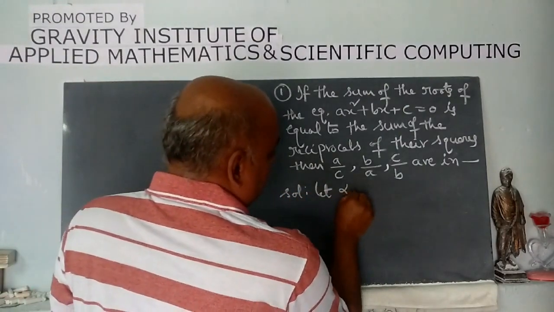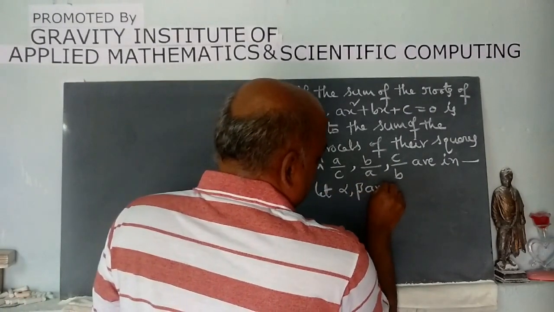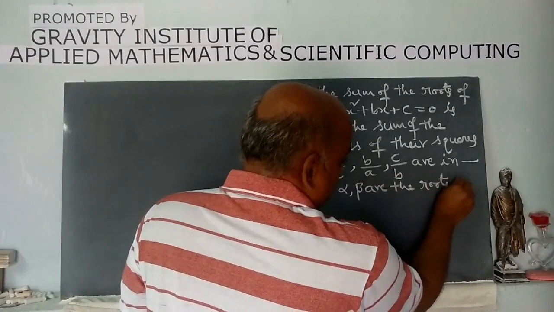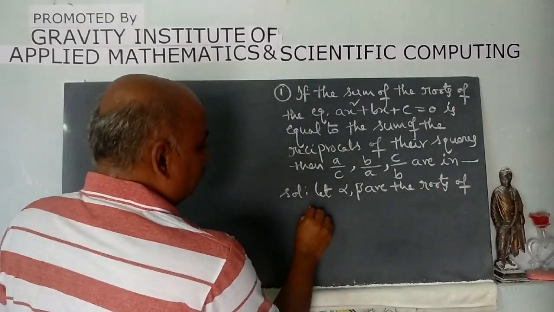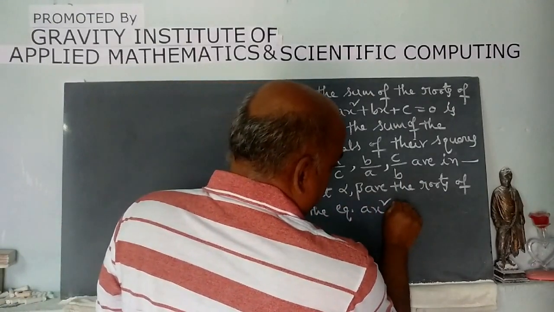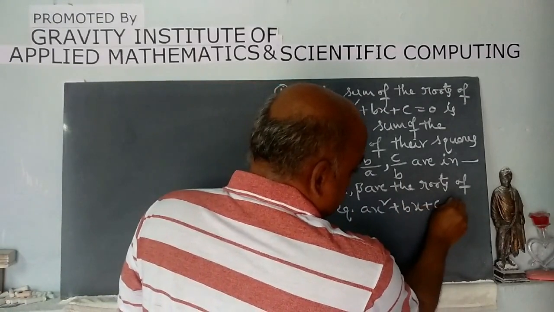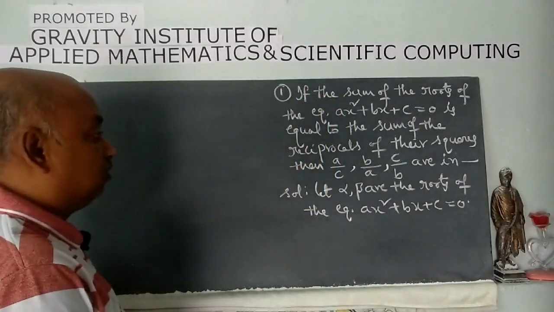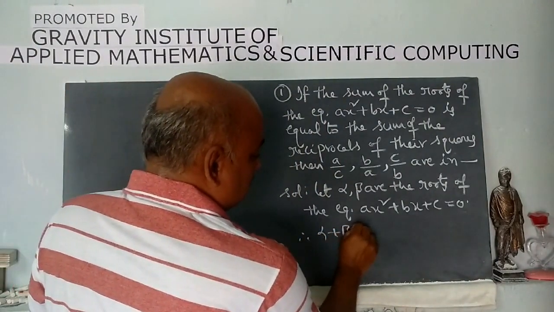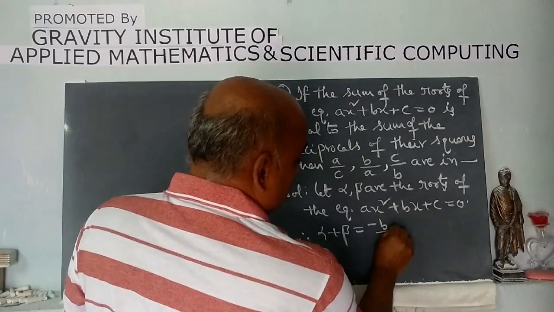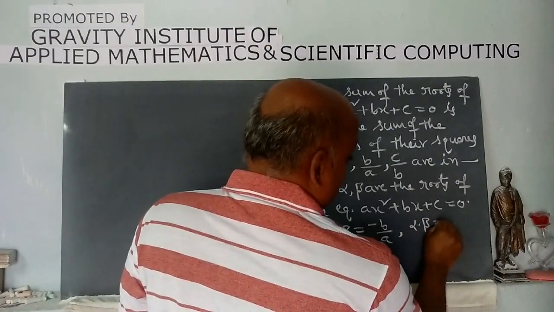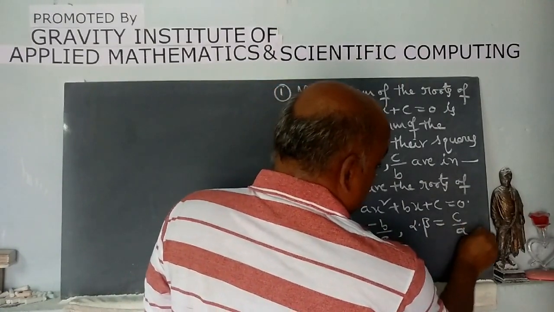Let alpha, beta be the roots of the equation ax square plus bx plus c is equal to 0. Therefore, alpha plus beta, the sum of the roots, is equal to minus b by a, and alpha into beta, the product of the roots, is equal to c by a.